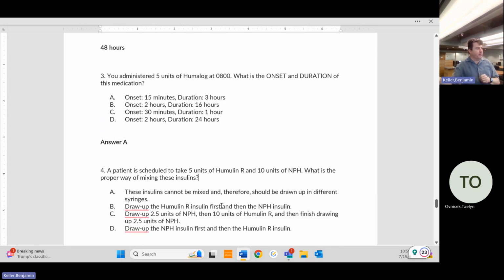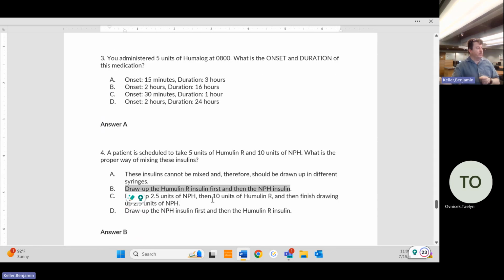We want to draw up the R, the clear one, before the NPH, which is the cloudy one, clear before cloudy. Well, that sounds good. Okay, what about this one? C. Draw up the NPH before, so this is cloudy before clear. No, that's not. And then what about draw up the cloudy and then the clear? No. Okay, so we want to do what? Clear before cloudy. Our answer is B.